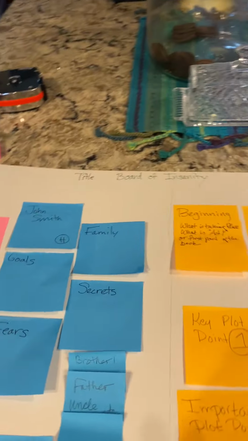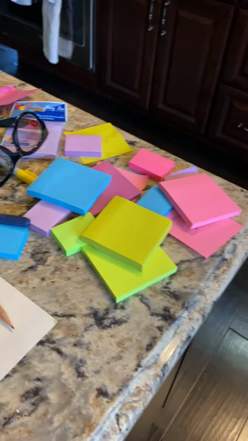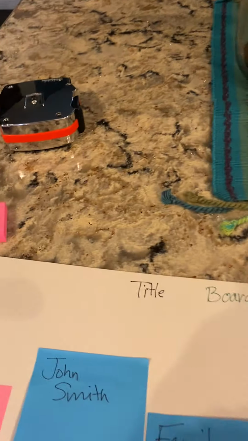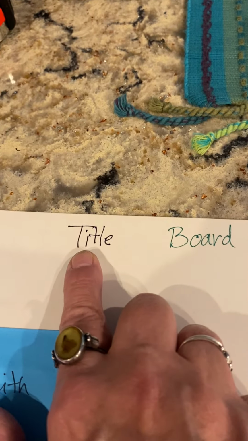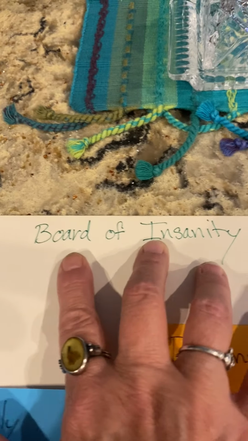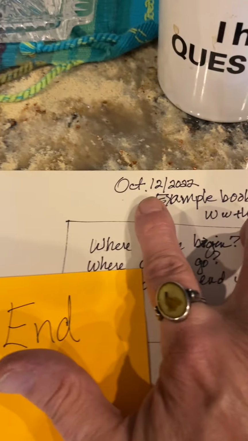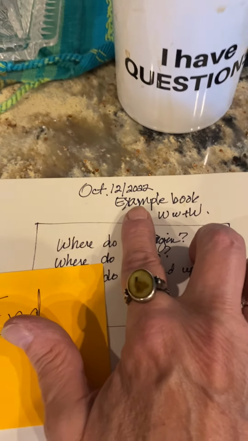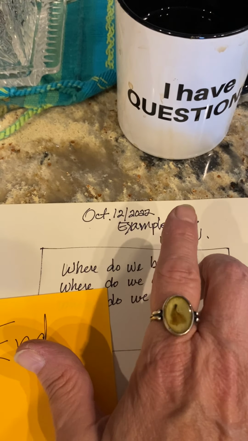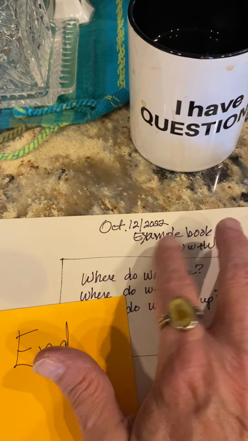Okay, so this is how you're getting an insight into how I plot out here at my island. So this is my Board of Insanity. I always write the title at the top, Board of Insanity. The date. I like to put the date so that I can look back later to see when I started and when I finished or whatever, okay?